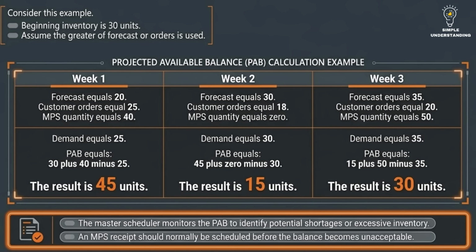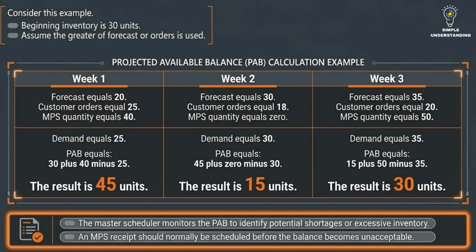Week 2, forecast equals 30. Customer orders equal 18, MPS quantity equals 0. Demand equals 30. PAB equals 45 plus 0 minus 30. The result is 15 units. Week 3. Forecast equals 35, customer orders equal 20, MPS quantity equals 50. Demand equals 35. PAB equals 15 plus 50 minus 35. The result is 30 units.